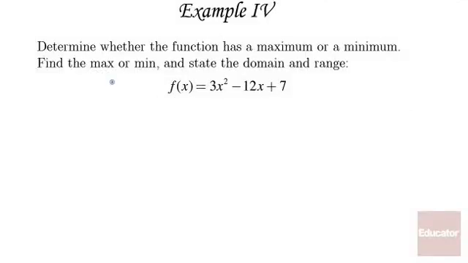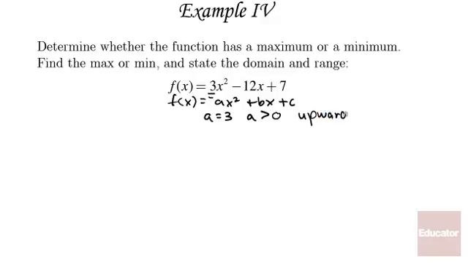Okay. Example 4. Determine whether the function has a maximum or a minimum. Find the maximum or minimum and state the domain and range. Recall standard form, and that I need to look at the coefficient of x squared. I need to look at a, and here a equals 3. And since that is greater than 0, since a is positive, this tells me that this parabola opens upward.